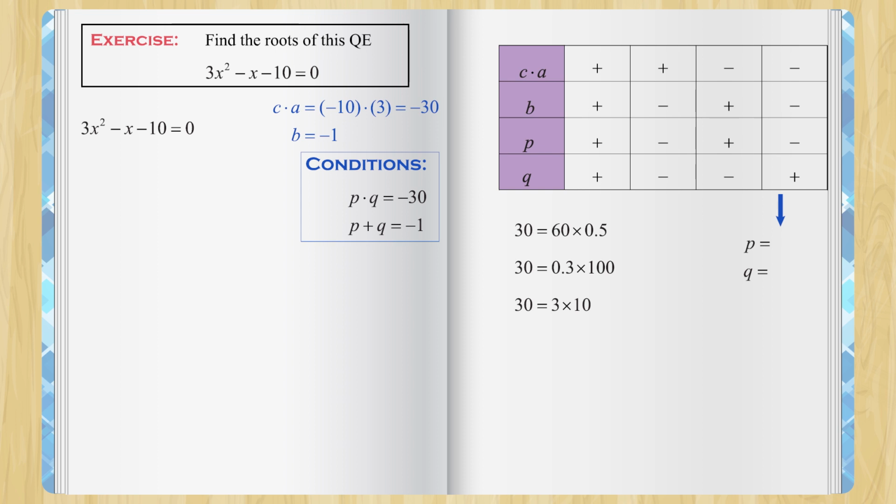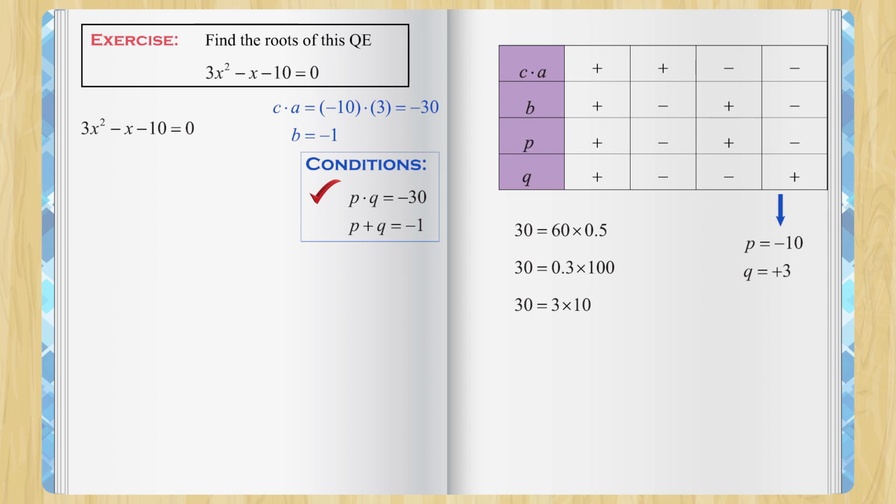So let's write that down. But while writing, write the bigger number first, so 10 goes first and then goes 3. Now let's bring back those signs. Now see if p equals -10 and q equals +3 satisfy the given conditions. -10 times +3 equals -30, so the first condition is satisfied.